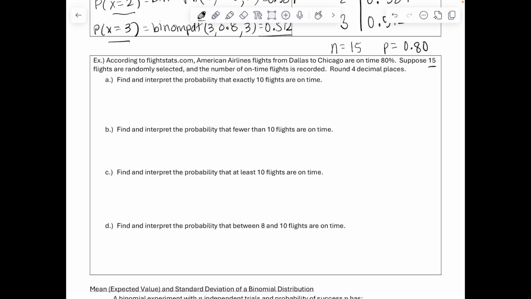And so the first thing on here, part A, says find and interpret the probability that exactly 10 flights are on time. So this is going to be the probability that x is equal to 10. And since we have an equal sign in here, where x is equal to 10, we will use Binom PDF again. And our n value, total number of trials, is 15. Probability is 0.80. And x in this problem is equal to 10.